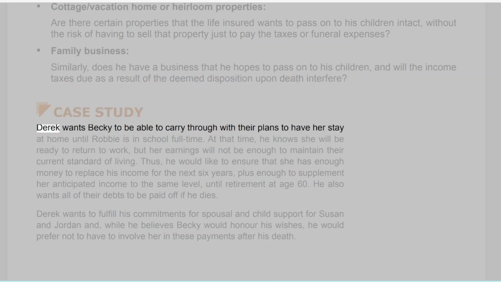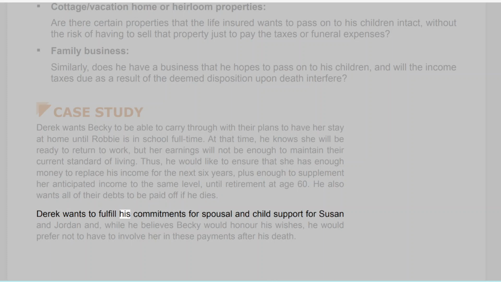Case study. Derek wants Becky to be able to carry through with their plans to have her stay at home until Robbie is in school full-time. At that time, he knows she will be ready to return to work, but her earnings will not be enough to maintain their current standard of living. Thus, he would like to ensure that she has enough money to replace his income for the next 6 years, plus enough to supplement her anticipated income to the same level, until retirement at age 60. He also wants all of their debts to be paid off if he dies.